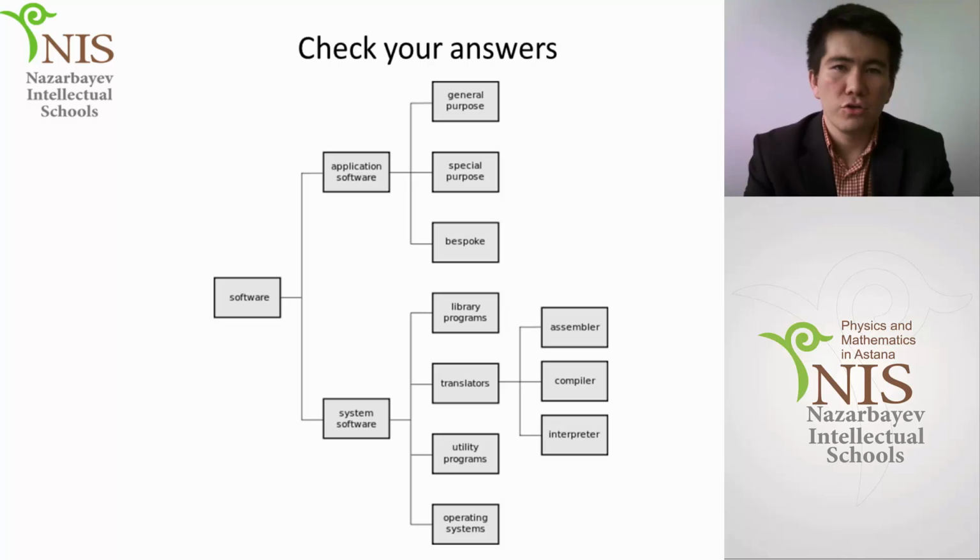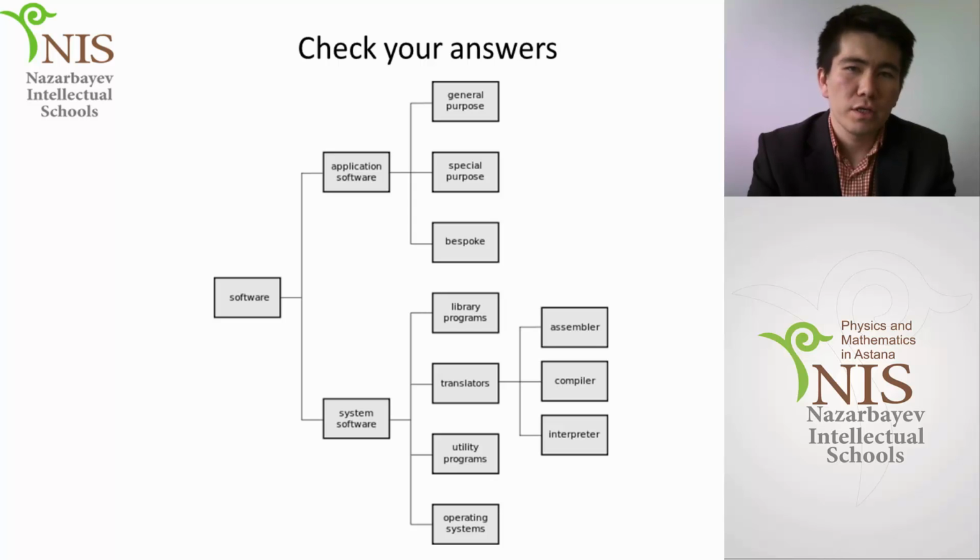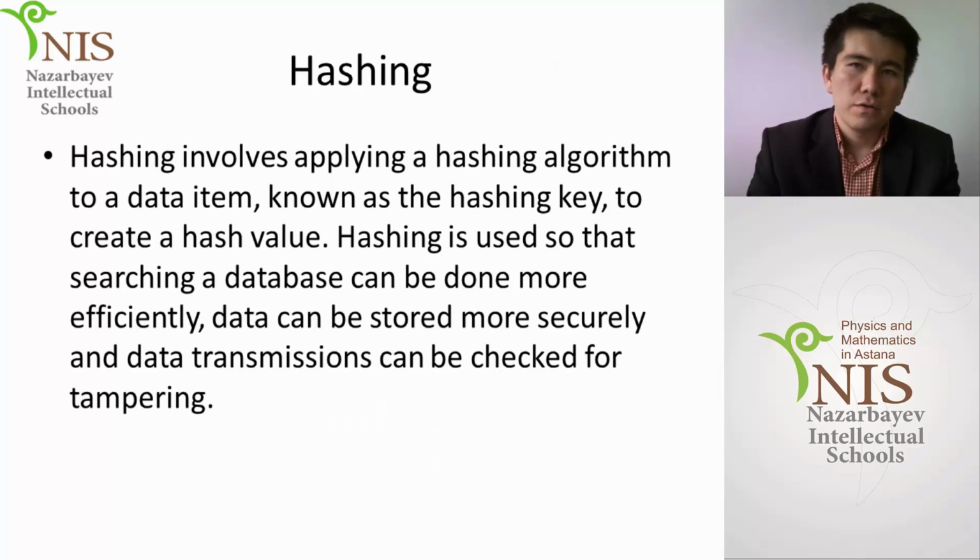Here you can check your answers. Of course, software, the two main types are application software and system software. Application software can be divided into 3 types: general purpose, special purpose, and bespoke. System software can be divided into library programs, translators, utility programs, and operating systems. Meanwhile, translators can be divided into 3 other types: assembler, compiler, and interpreter. Okay, well done, guys. Let's carry on.